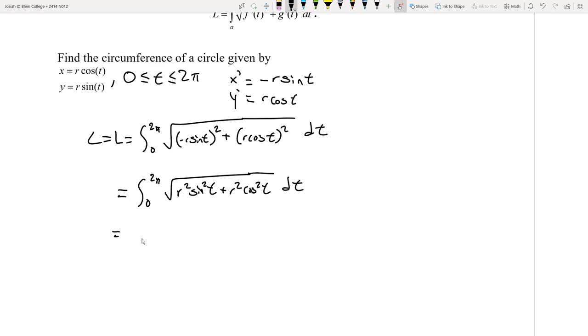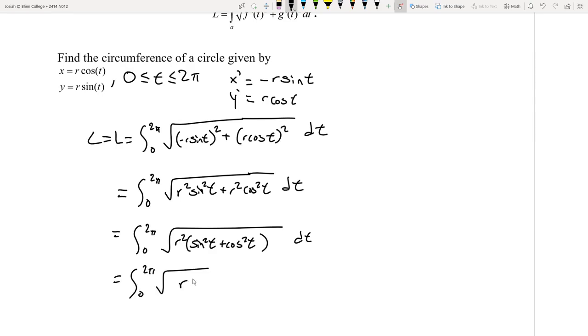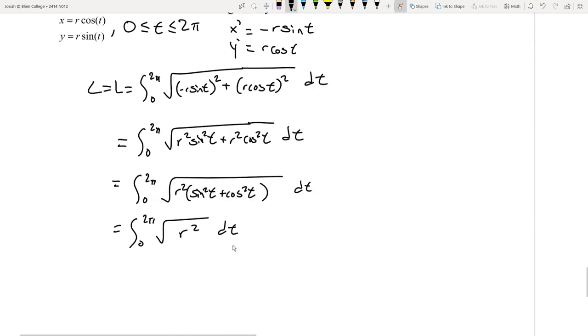It would be nice if we can kind of get the r out of the way. Since it's not related to t, we can actually eventually pull it out of the integral itself. But first we'll have to factor it out of the inside of this root. So r squared times sine squared of t plus cosine squared of t. And actually this is Pythagorean identity 1. And so we just get square root of r squared. We get 0 to 2 pi of the integral of r dt. So that's rt evaluated from 0 to 2 pi.